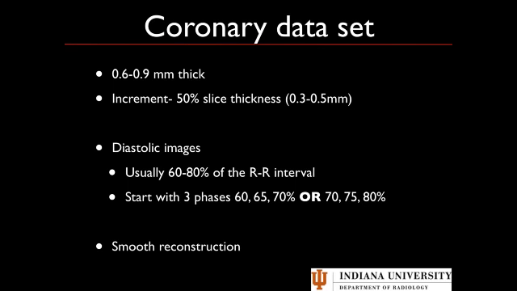You're generally going to create mid to late diastolic images, 60 to 80% of the R to R interval, depending on which scanner you're on. So in general, it's going to be 60, 65, or 70%, or 70, 75, or 80%, depending on your vendor. The main difference here is that Siemens defines the percent of the R to R interval at the beginning of the window. So in general, at a heart rate of around 60, it's about 10% less than on Philips or GE, for example. And then you're going to have a relatively smooth reconstruction kernel.